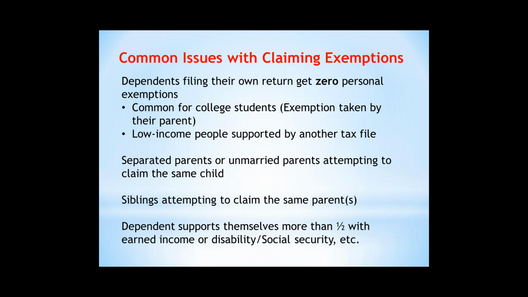A dependent supports themselves if they provide half of their support, but if they receive Social Security, especially if it's a disabled adult in the home, a lot of the time that doesn't mean that they're paying half of their household expenses. So even though they get Social Security, they can still be considered a dependent. So these are just a few things that come up. Again, they're not hugely common, but they are probably the most common situations that we see at the tax sites.